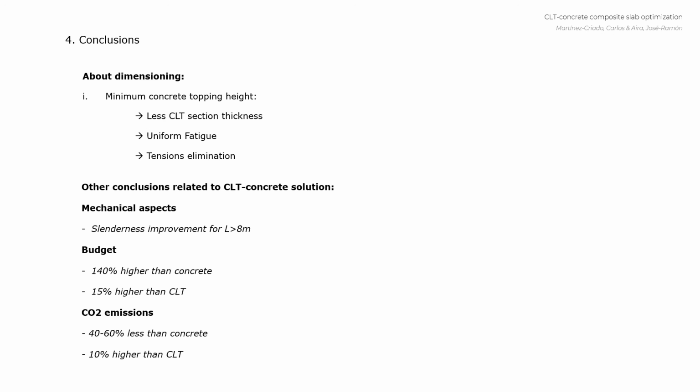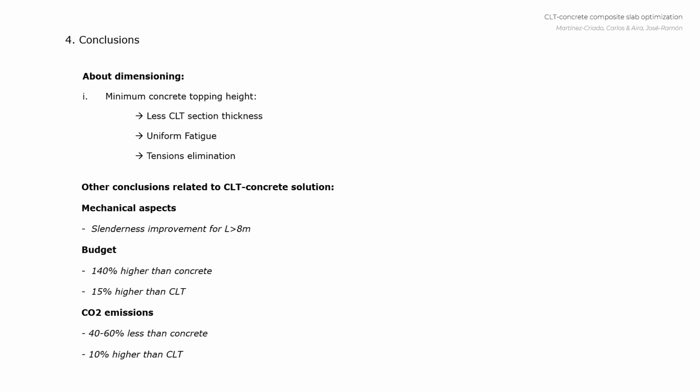In terms of budget, it is clear that reinforced concrete slabs are currently the leading solution in Spain, given that building with a composite section increases the budget by up to 140%. At the same time, the mixed solution is only 10% more expensive than a CLT slab. Lastly, in terms of pollution, the composite solution offers significant reductions in emission compared to concrete, and it is not much more polluting than CLT.